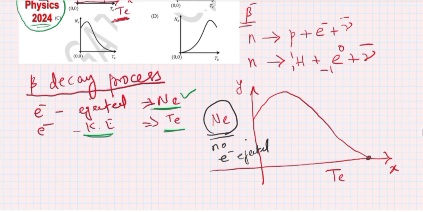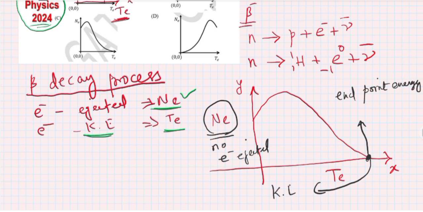The point where it touches the x-axis in this distribution, we call the end point energy. At this point, the kinetic energy of the electron is maximum.